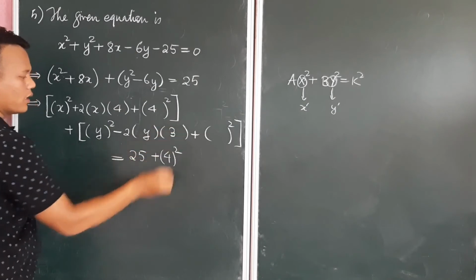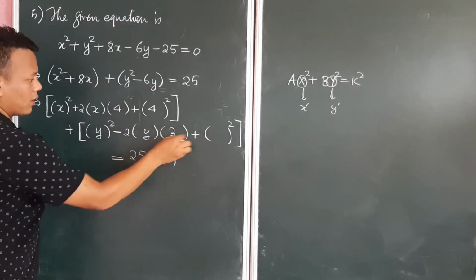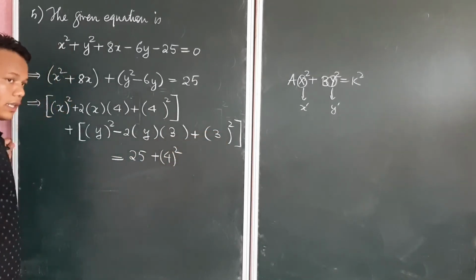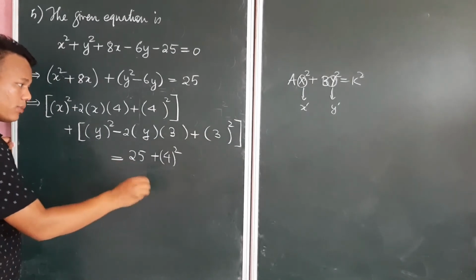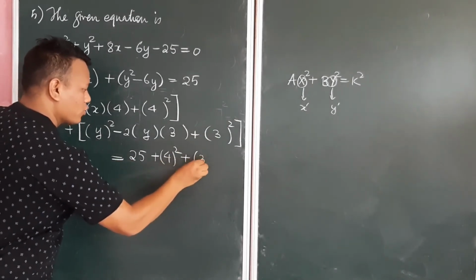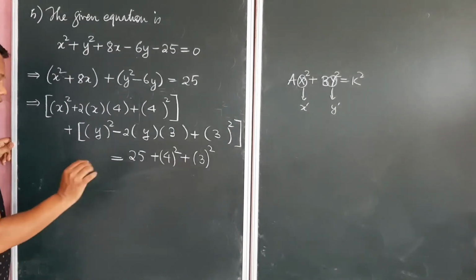Obviously the number should be 3, right? So this gives me 6y. Now this is my b. Again here also we should have b square. Now again you are saying this 3 square is extra. So in order to balance this, I'll put 3 square in the right hand side. Alright, hope the thing is clear to you.